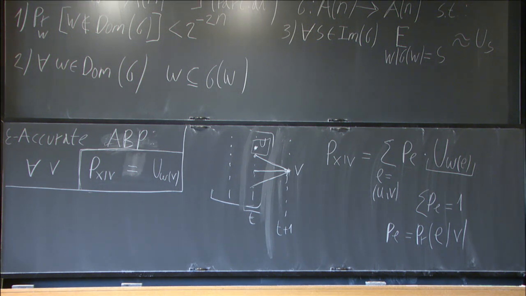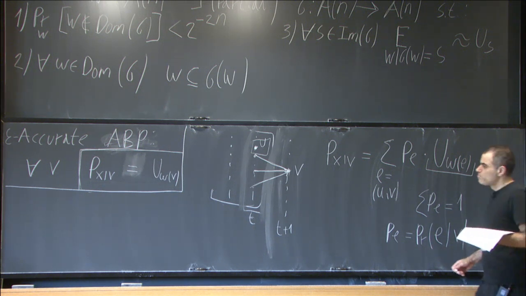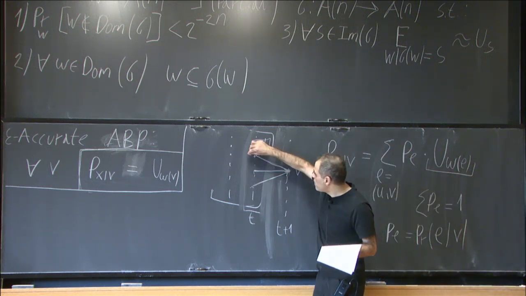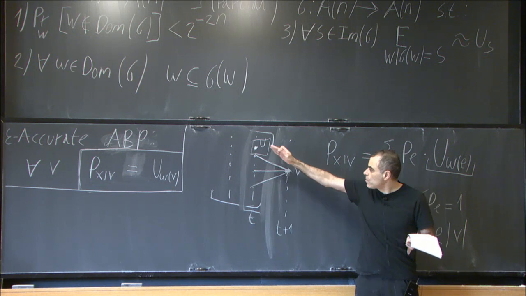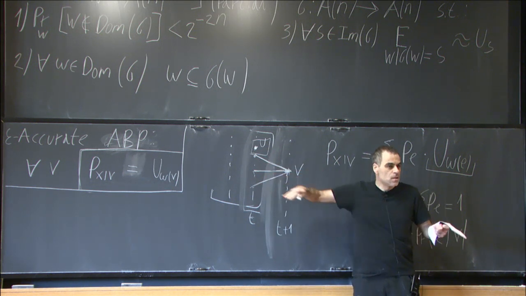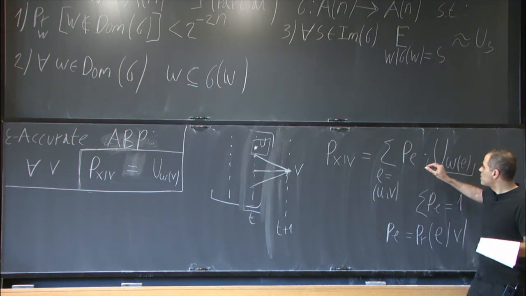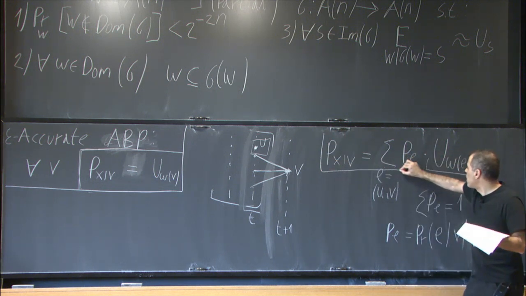Because it's a branching program, these are disjoint events. The edges you're coming from are disjoint events. Yes, we arrive at V only on one edge, so either on this edge or this or one of them, and therefore this is the formula.